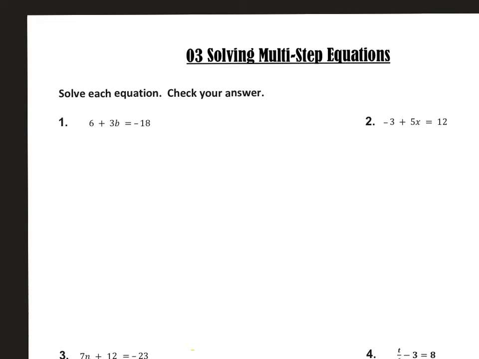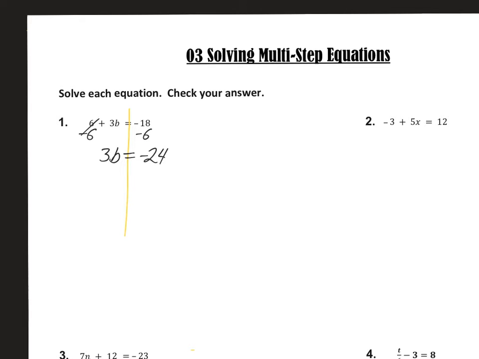Well, what's the first thing that we're gonna do? Are we going to get rid of the number that's further away from the b or closer to the b? The one that is further away. So which number is further away? That's 6. So I'm going to put minus 6, minus 6. So I'm going to be left with 3b equals negative 18 minus 6 is negative 24.